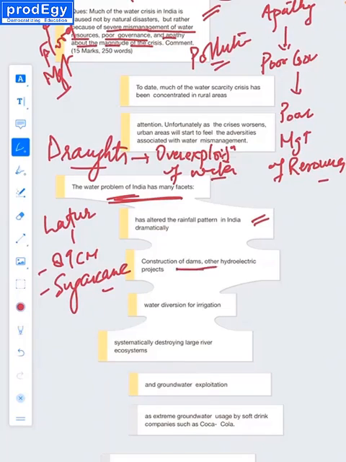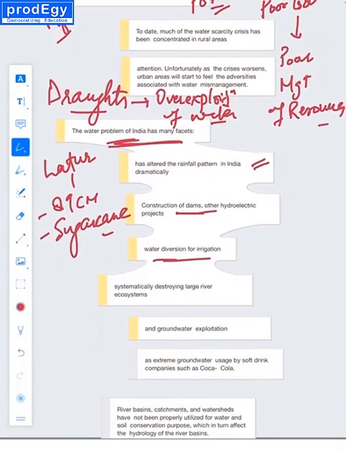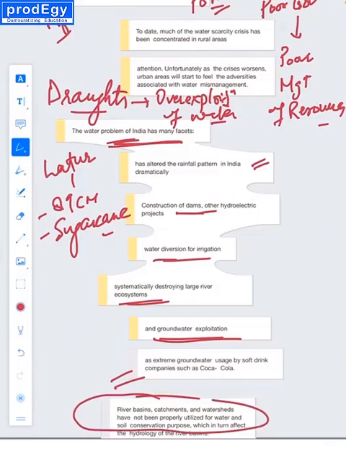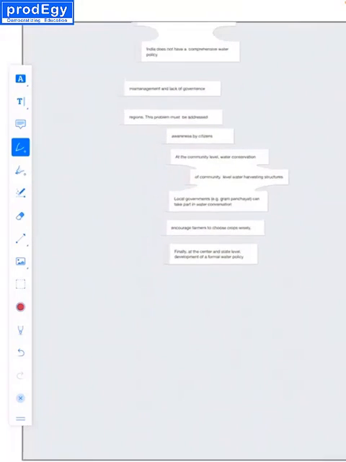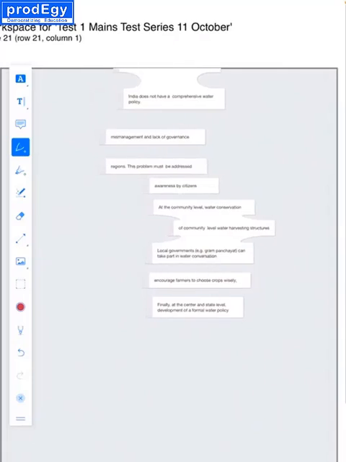anthropogenic factors have altered the rainfall pattern in India. We have constructed large number of dams which have diverted water for irrigation and hydroelectric generation. Because of that, we have destroyed large river ecosystems, and which is impacting our groundwater aquifers. We are also undertaking extreme groundwater exploitation for agriculture, for drinking water and commercial purposes, and all these things have impacted water cycle in India, and this impacted water cycle is creating havoc and will create havoc in future also.